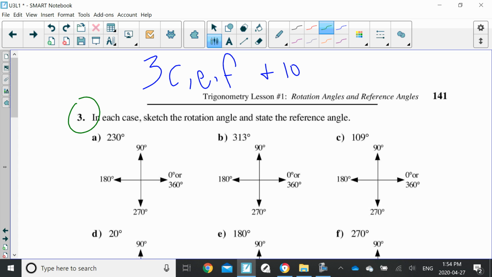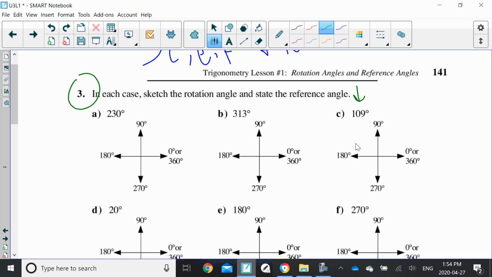If I was doing C and I was to sketch a rotation angle of 109 degrees, that would be in quadrant 2, right? This here, which I'll denote as theta, would be my rotation angle of 109 degrees. What I said in the video is we always draw a point on our terminal arm, and then from that point, we draw a vertical line to the x-axis, right? And you would figure out, well, what is this little red angle inside?